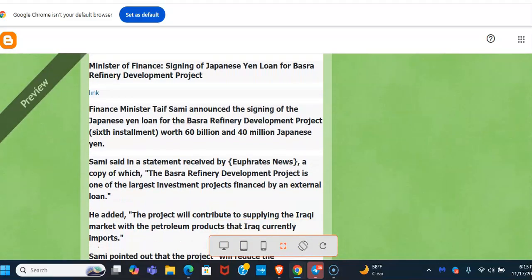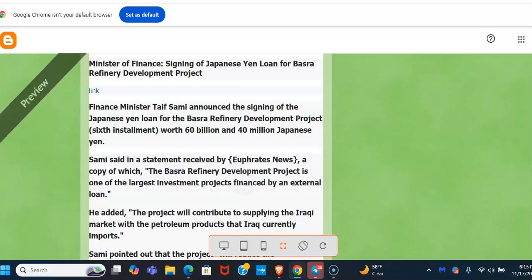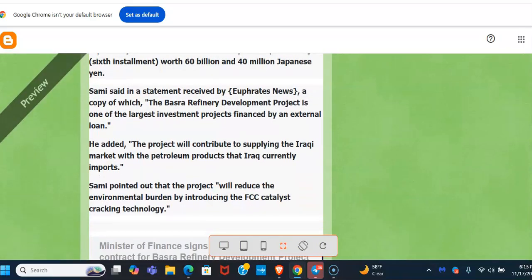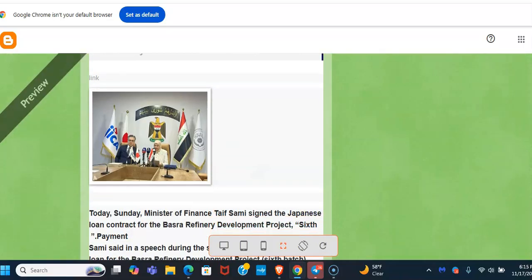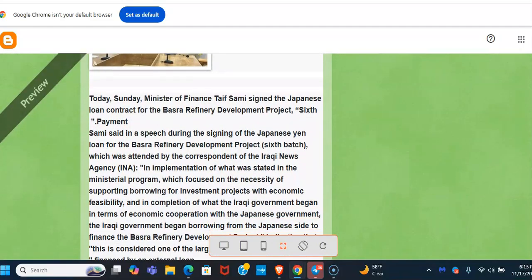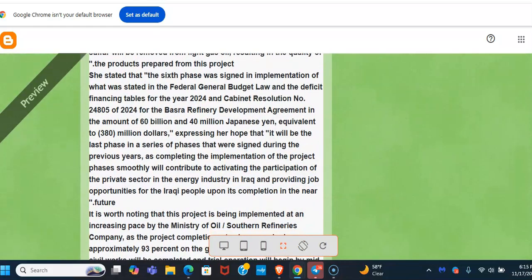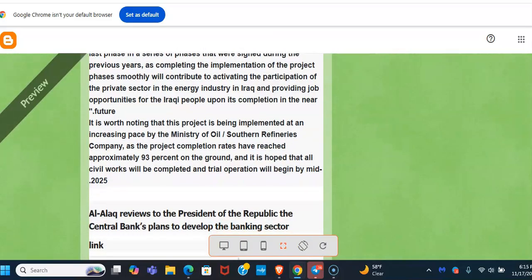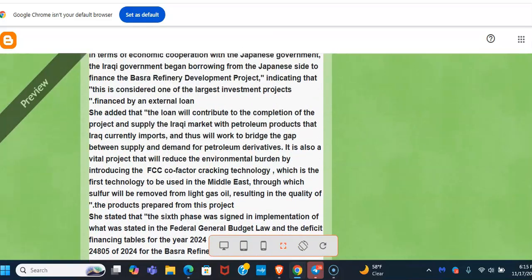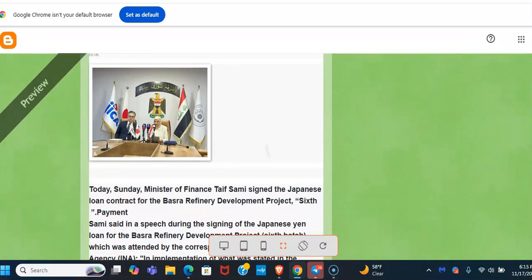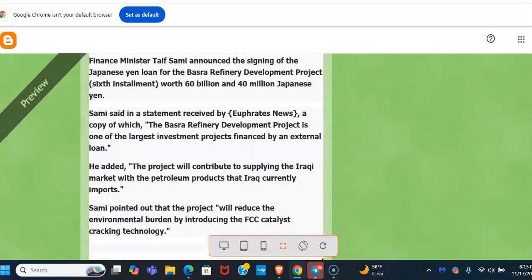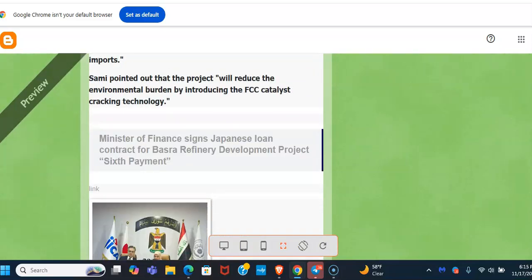This was really a big deal. Japan gave a loan to Iraq to develop the Basra refinery, and it's a big loan. Let's see. So there's two articles here, a short one and then a more lengthy one. I guess the first one. Well, whatever. You could read that if you want to read that.